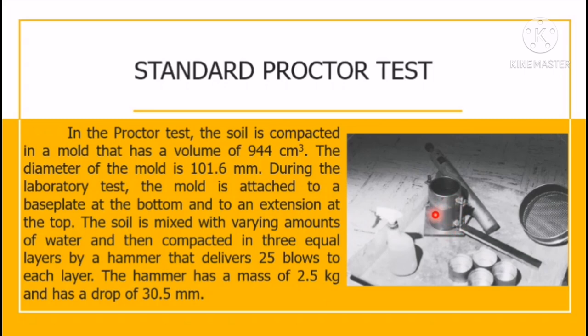Tapos, i-determine natin yung weight nitong mold na ito. And then, we get some sample para makuha natin yung moisture content. Tapos, yung natitira nating lupa, dadagdagan ulit natin yun ng moisture content. Tapos, again, we repeat the process. Tatlong beses ulit natin siyang lalagyan. First layer, second layer, and third layer. And every layer is 25 blows. Hanggang sa makakuha tayo ng 4 to 5 samples.